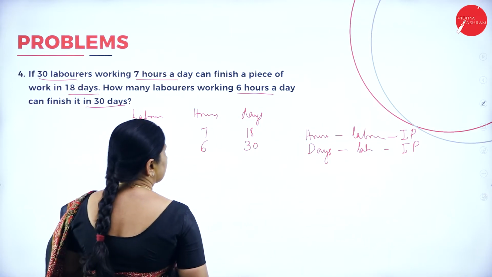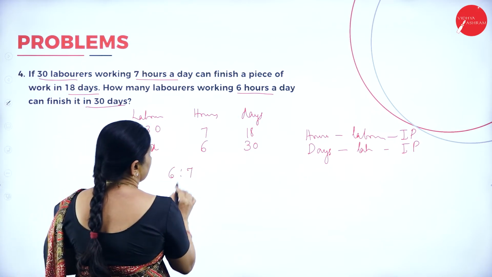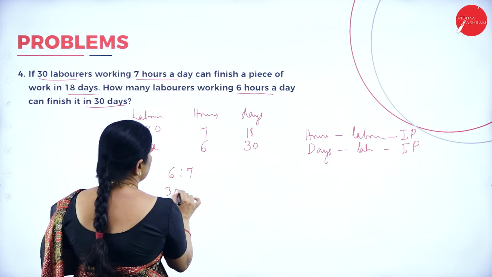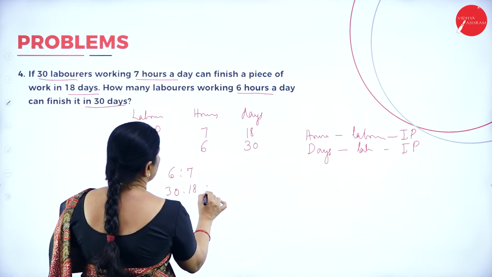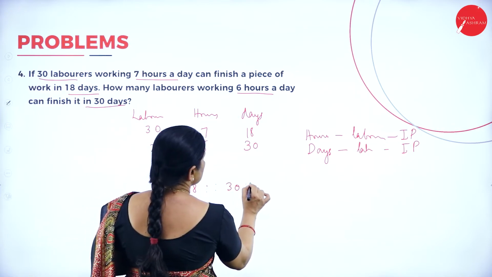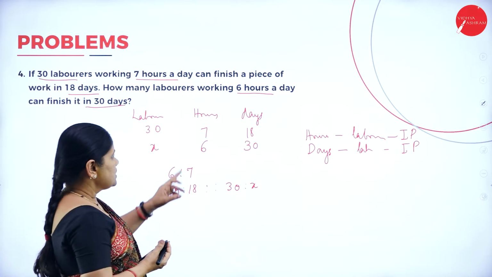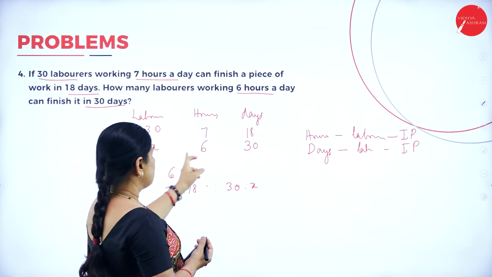So I write it as 6 is to 7, then 30 is to 18 is as 30 is to 6. So this is the equation I am getting. See, I am writing the second data first.